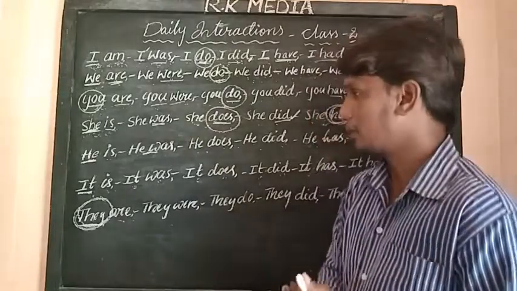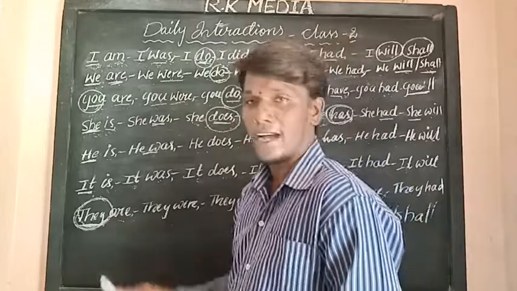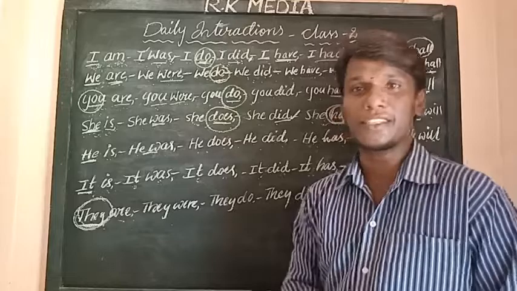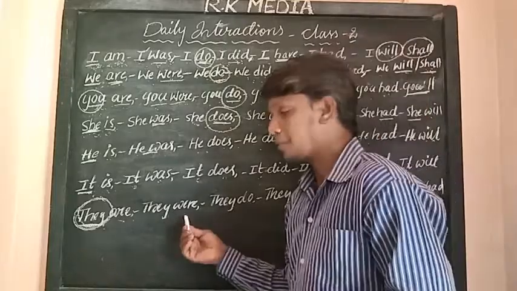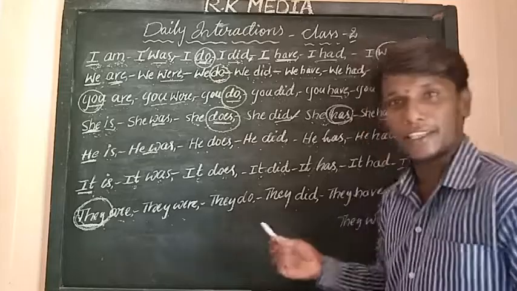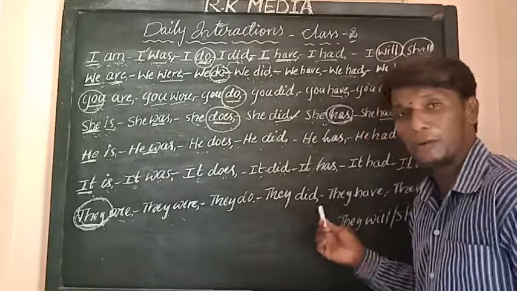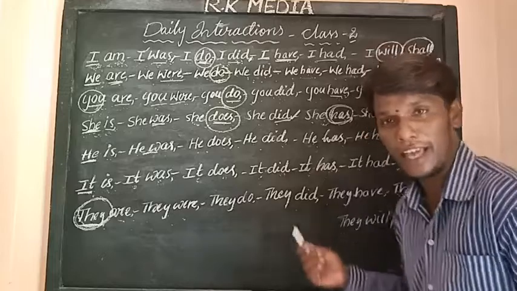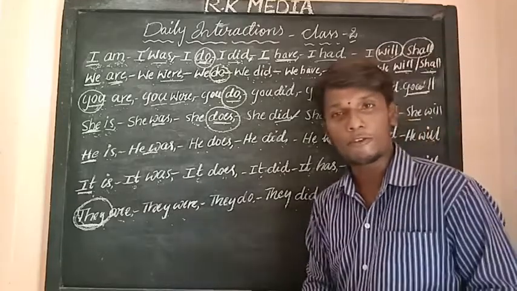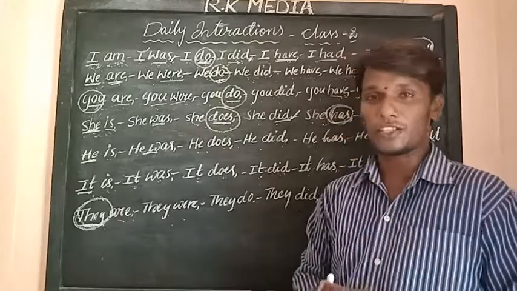Now the last one is they aren't. They are teachers, they aren't teachers, negative one. And they were, they weren't. They do, they don't. They did, they didn't. They have, they haven't. They had, they hadn't. And finally, they will, they won't. And they shall, they shan't.